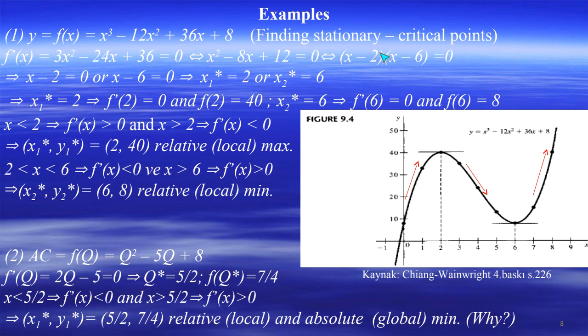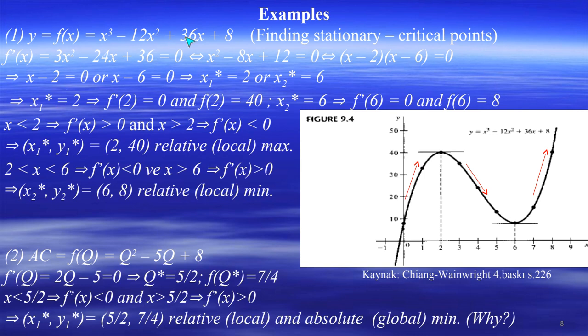So x squared, minus 2x minus 6x is minus 8x. And minus 2 times minus 6 is plus 12. So those are the factors. (x minus 2) times (x minus 6), and this is equal to 0. If the product is equal to 0, then one of the factors should be equal to 0. So x minus 2 is equal to 0, or x minus 6 is equal to 0. From x minus 2 equals 0, we obtain the first critical point, x1 star, which is 2. And from the second one, x minus 6 equals 0, we obtain the second critical point, x2 star, which is 6.